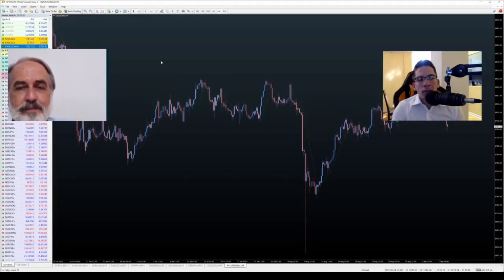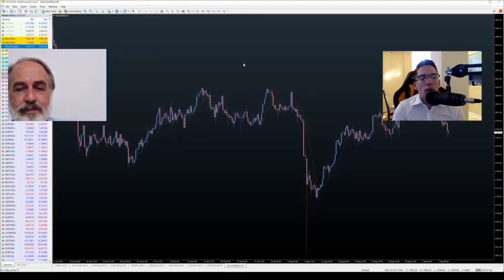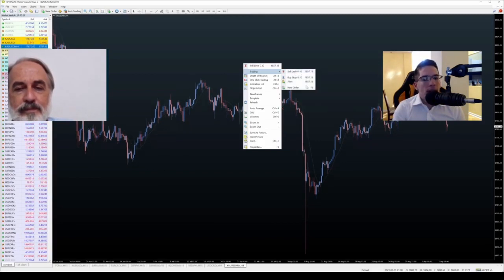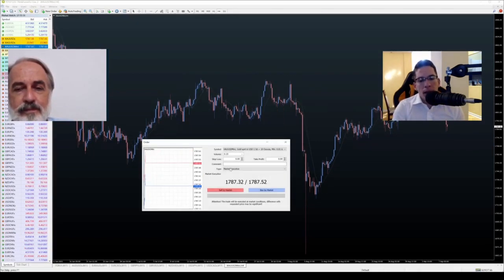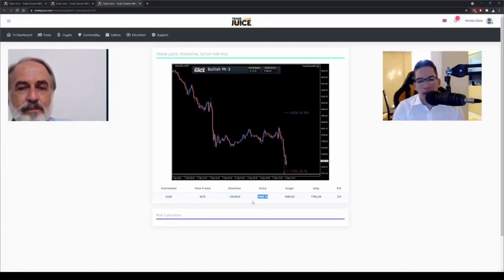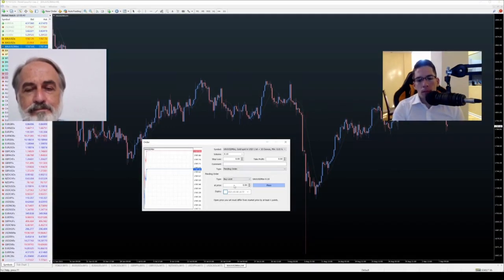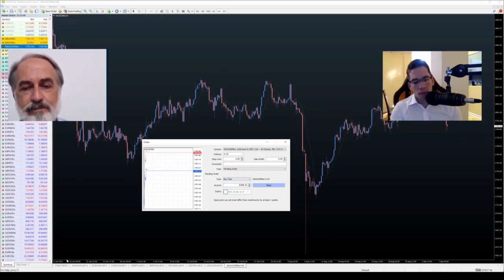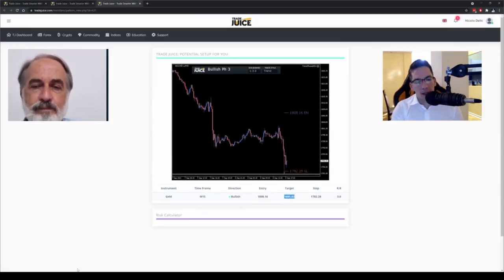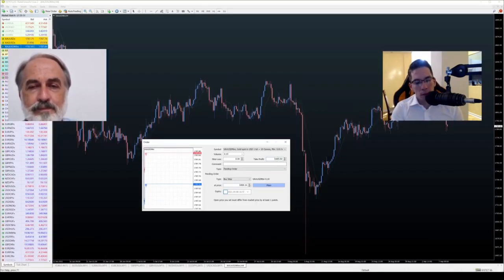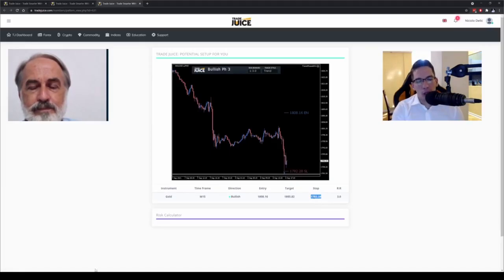You find gold on your broker, go to trading, right click, new order, and type is pending order. Let's get back to this part: it's a bullish trade, so we want to buy. So it's a buy stop. We just need to copy the entry price. After that, we copy the target price as the take profit, and finally the stop loss.